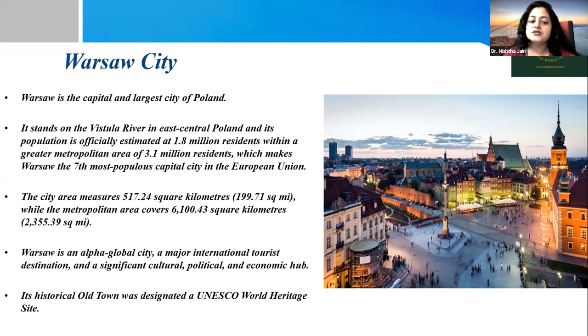Warsaw stands on the Vistula River in east central Poland, and its population is officially estimated to be 1.8 million residents within a greater metropolitan area of 3.1 million residents, which makes Warsaw the seventh most populous city in the European Union. The city area measures 517.24 square kilometers, while the metropolitan area covers 6,100.43 square kilometers. Warsaw is an alpha global city, a major international tourist destination, and a significant cultural, political, and economic hub. Its historical old town was designated a UNESCO World Heritage Site.